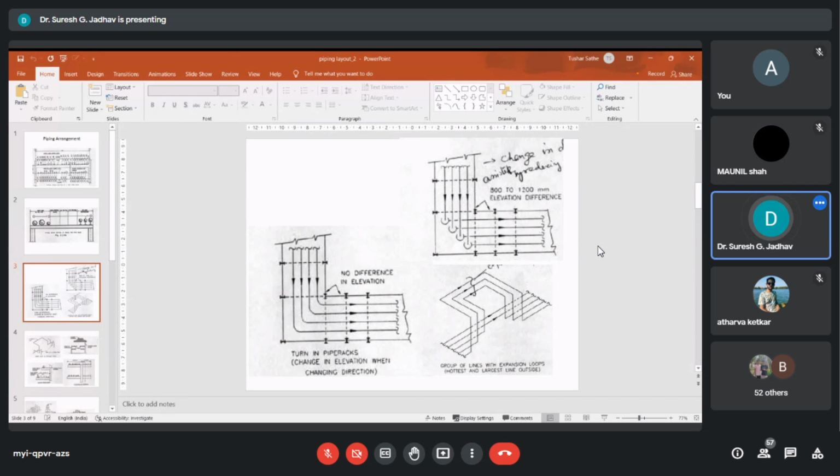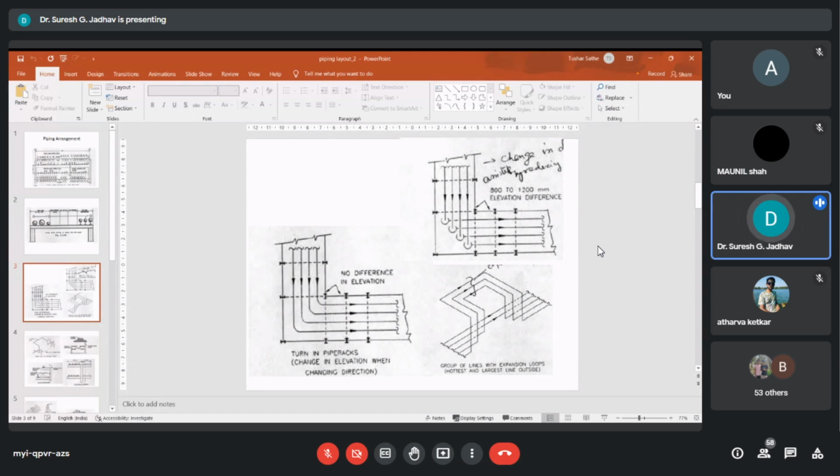So this will allow the straight run of other lines on the rack and also provide additional flexibility. Proper drip legs and steam traps shall be provided for steam lines to avoid condensate collection at these points. So here we can see there is no difference in elevation, and another is a group of lines with expansion loops, that is the hottest and largest line outside.